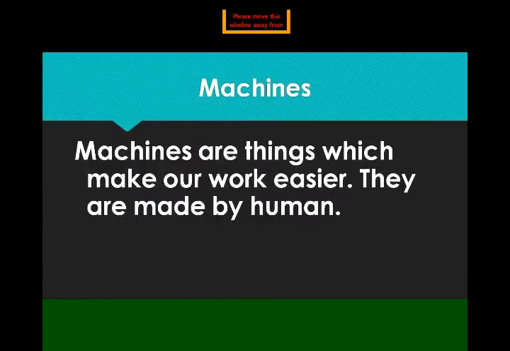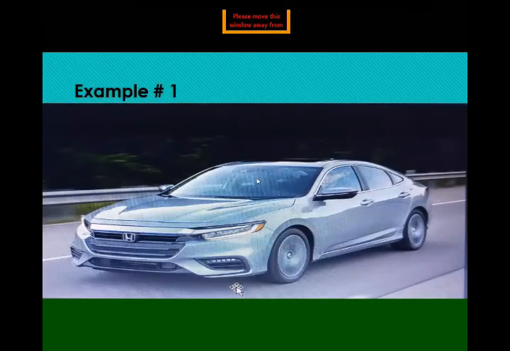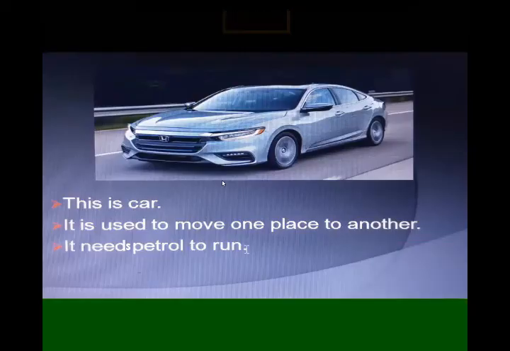Okay. Now I'm going to share some more machines in detail. See example number 1. What is this? This is a car. You travel in it with your family. So, what is it used for? It is used to move from one place to another. And it needs petrol to run. It is also called a machine because it makes our work easier.